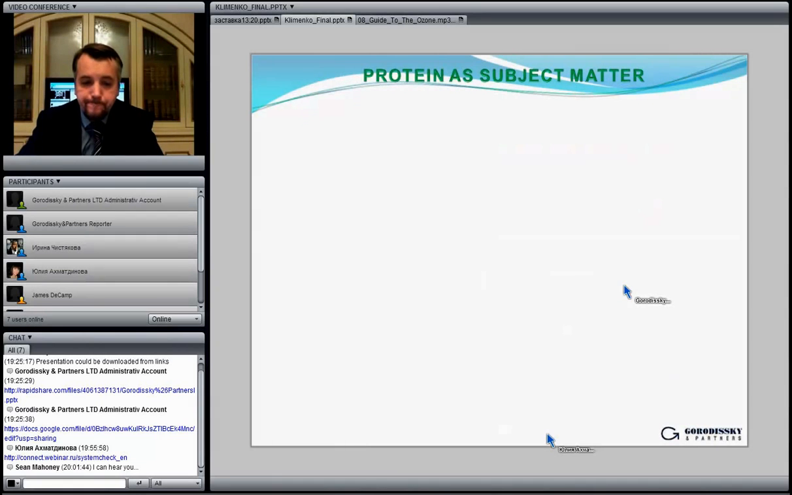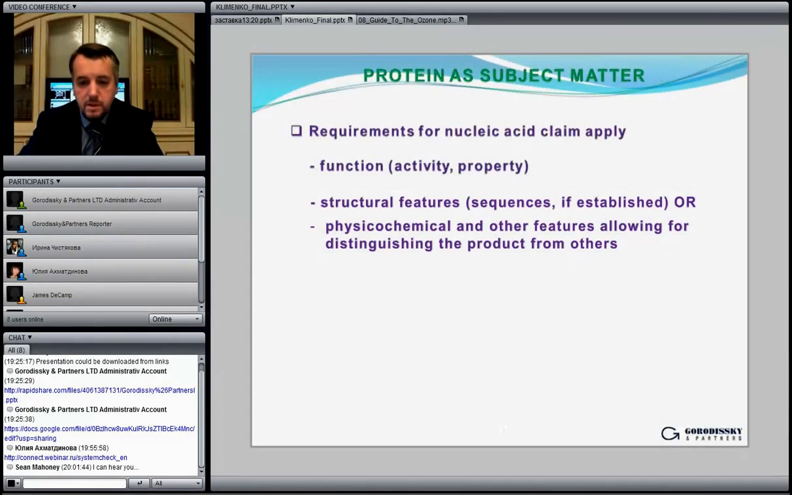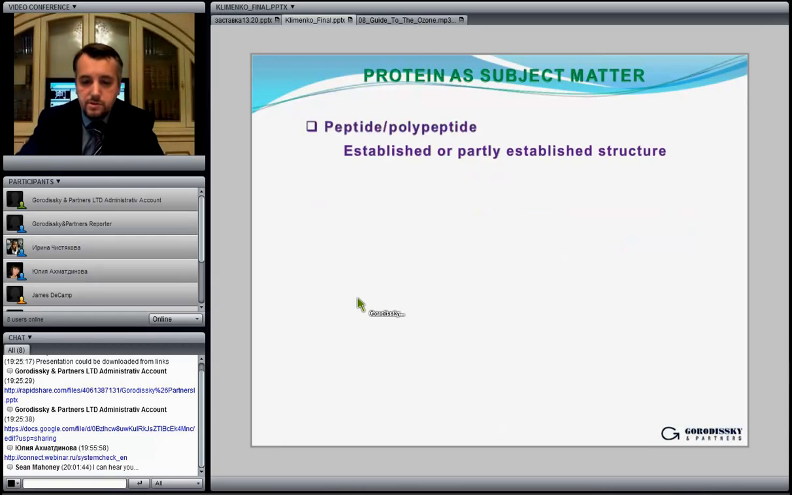Proteins. This will be easier because the same requirements as for nucleic acids apply to the protein subject matter. I'm talking about the necessity to indicate the function, activity, or property, and also the structural features or physical, chemical, and other features. And I'll immediately illustrate these issues.